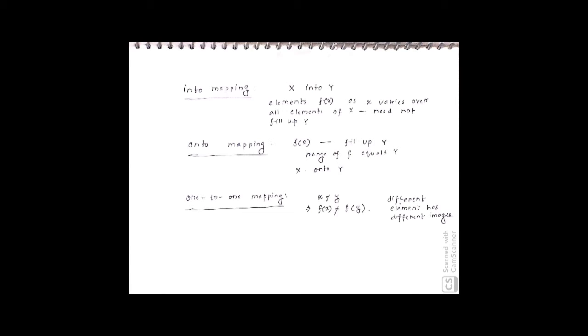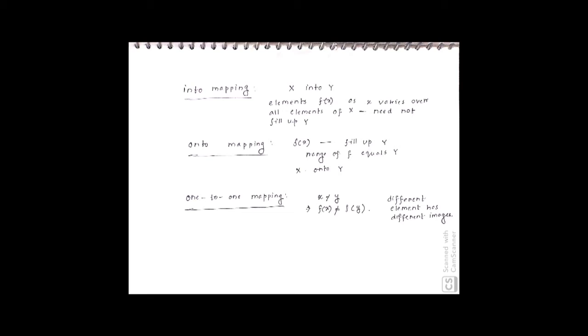So now we will discuss three types of function: into function, onto function, and one-to-one. First we can consider a mapping f from X to Y. When we call f a mapping of X into Y, we mean to suggest by this that the elements f of x, as x varies over all the elements of capital X, this collection of all f of x need not fill up capital Y.